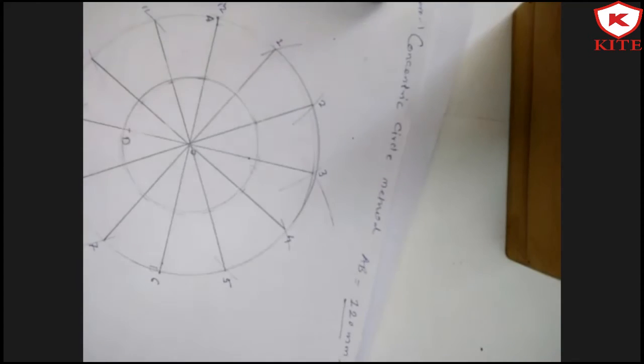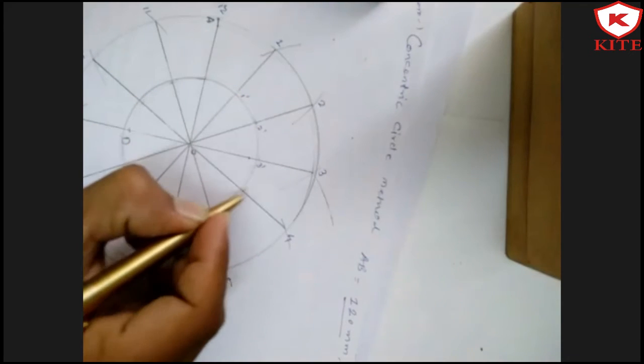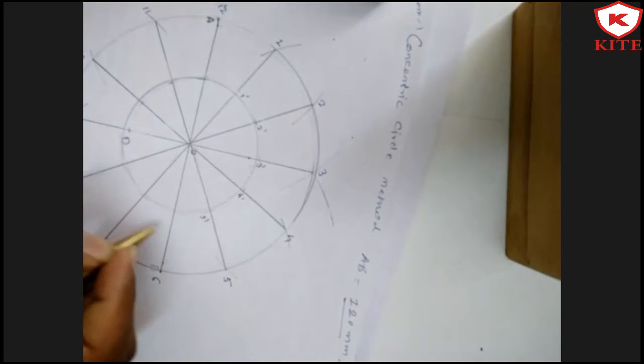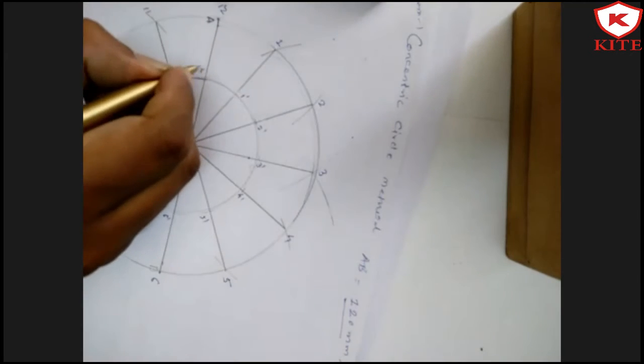Now in the inner circle, mark the points 1 dash, 2 dash, 3 dash, 4 dash, 5 dash, 6 dash, 7 dash, 8 dash, 9 dash, 10 dash, 11 dash, and 12 dash.